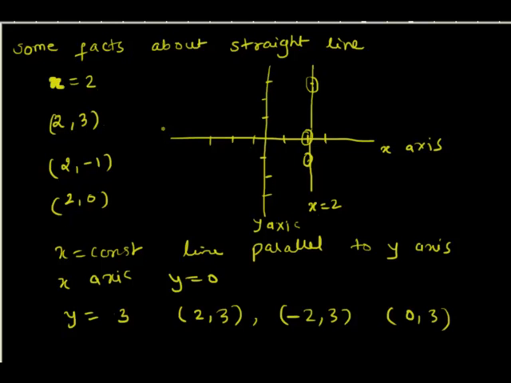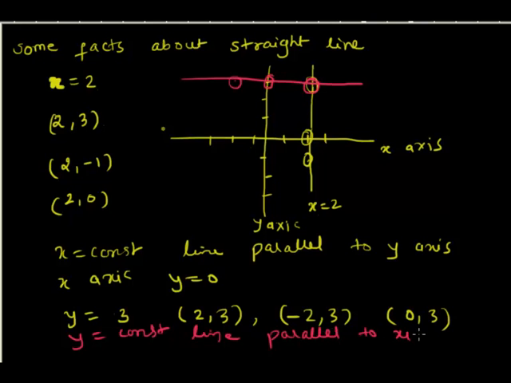Again, let me pick another color for explaining that. This is your point 2, 3. Now minus 2, 3, x is minus 2, y is again 3. This is your point. 0, 3, x is 0, y is 3. This is your point. So if I join them, I get a line which is parallel to the x-axis. So y equal to any constant is a line which is parallel to the x-axis.